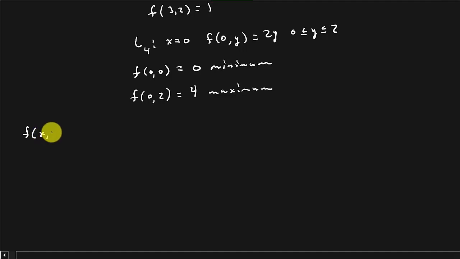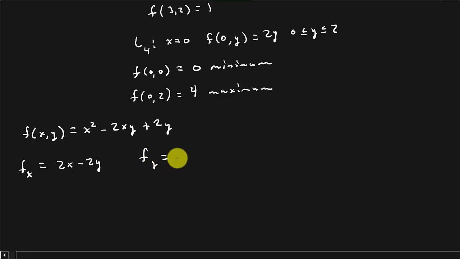So let's write the function down again. Let's write f of x, y equals x squared minus 2xy plus 2y. To find our critical point, I'm going to do the partial with respect to x. That's going to be 2x minus 2y. And the partial with respect to y is going to be negative 2x plus 2.